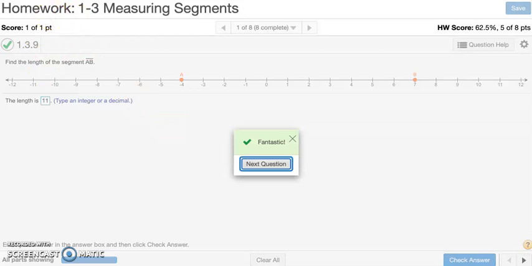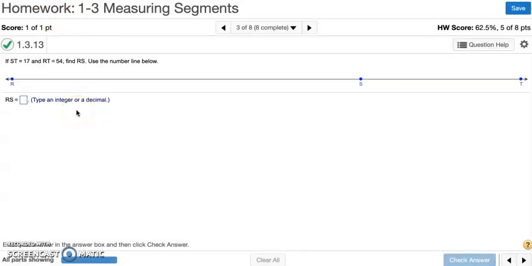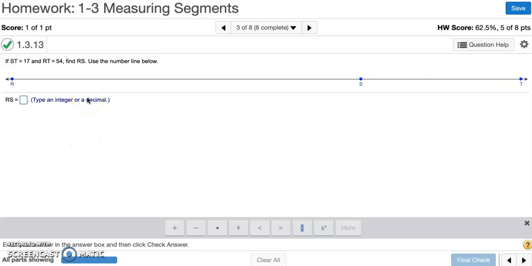And that's number 1. Number 3, it says if ST equals 17 and RT equals 54, find RS. So we have RS plus ST equals RT. So what we need to do is subtract those two. Subtracting 54 and 17 gives you 37.